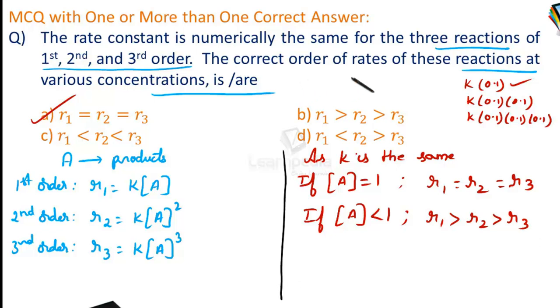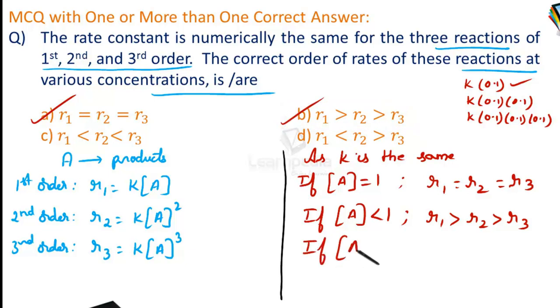It's clearly mentioned that we need to find the correct order of rates of these reactions at various concentrations. So here we took A as equal to 1, and we are getting R1 equal to R2 equal to R3. If A is less than 1, we are getting this relation which is there in option B. And we can take the other one also.